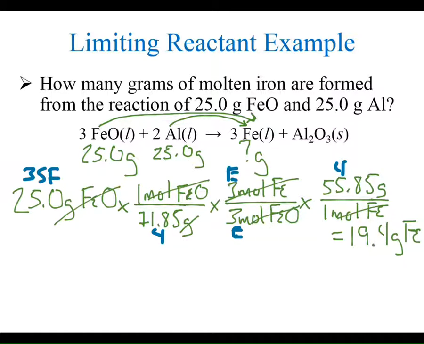Okay, now let's do it again for the aluminum. So same thing. Now let's turn the aluminum into iron and see if it gives us the same number, a bigger number, a smaller number, whatever. So what's the first step? Grams of aluminum. Molar mass. Yes, so I think aluminum's 26.98.